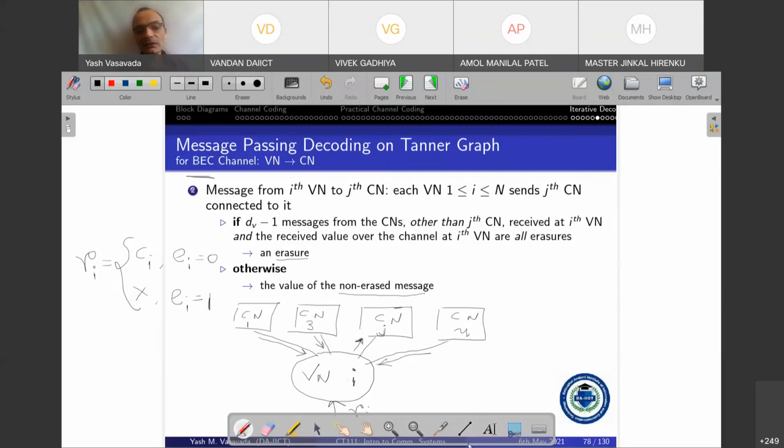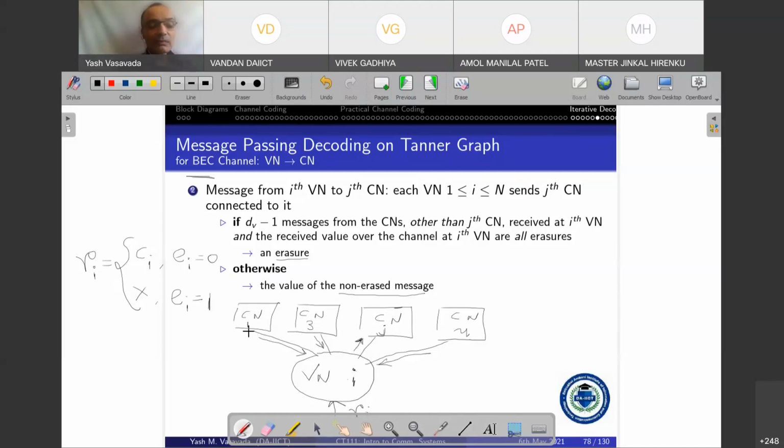So initially, if R of I itself is not erased, then in all the subsequent iterations, VN I is going to just send the value of R of I to CN J. But interestingly, suppose VN I is erased initially, so R of I is erased. Maybe after the third iteration, CN1, CN3, CNU will tell VN I that you are erased. And so VN I will still tell CN J that, in the first iteration, I told you I'm erased. Even after the third iteration, I don't have anything better to tell you. I'm still erased.